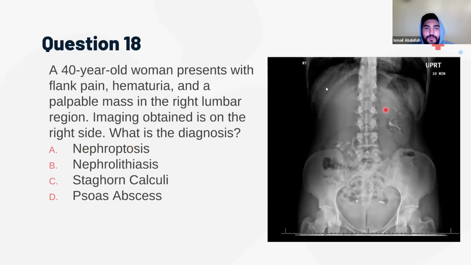Okay, moving on to this question. A 40-year-old woman presents with flank pain, hematuria, and a palpable mass in the right lumbar region. Imaging obtained is of the right side. What is your diagnosis? Do you have a guess?